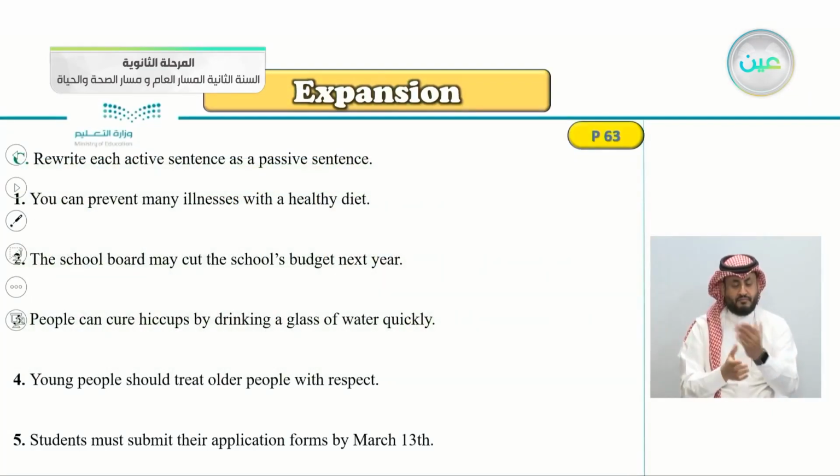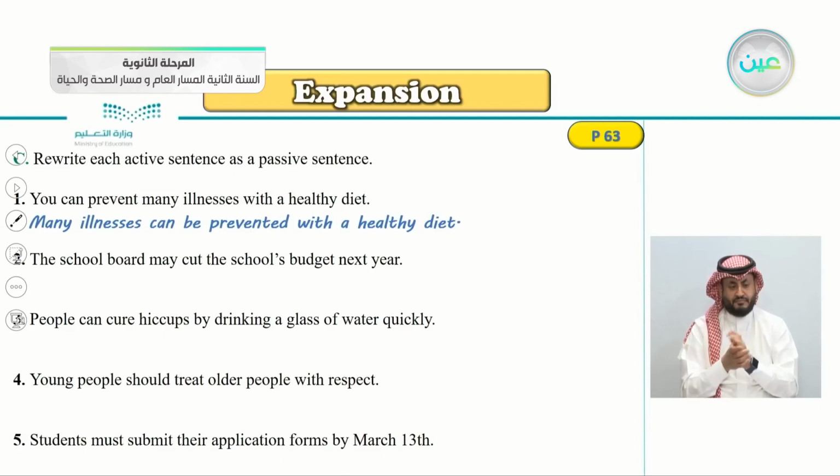So let's get back, rewrite each active sentence into a passive sentence. You can prevent many illnesses with a healthy diet. So, begin with the object: many illnesses can be prevented. The modal, be, then the past participle. Can be prevented with a healthy diet. So I think now you know how to answer.